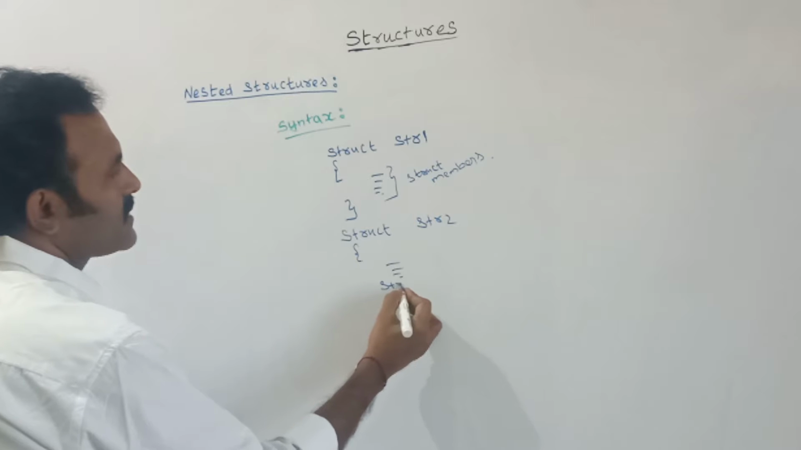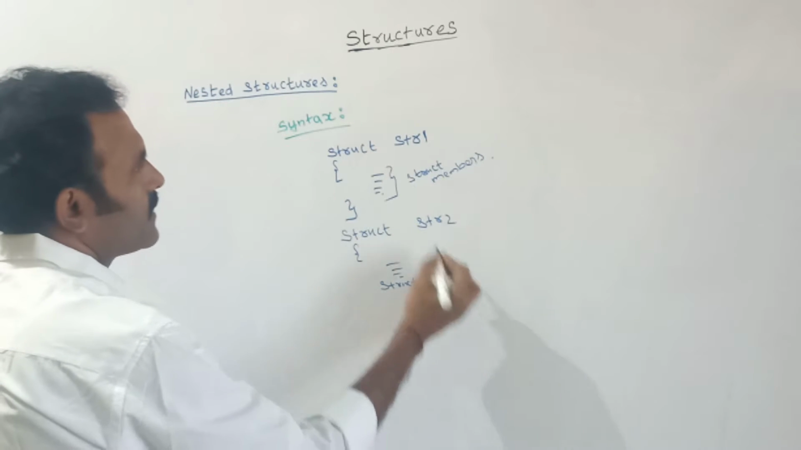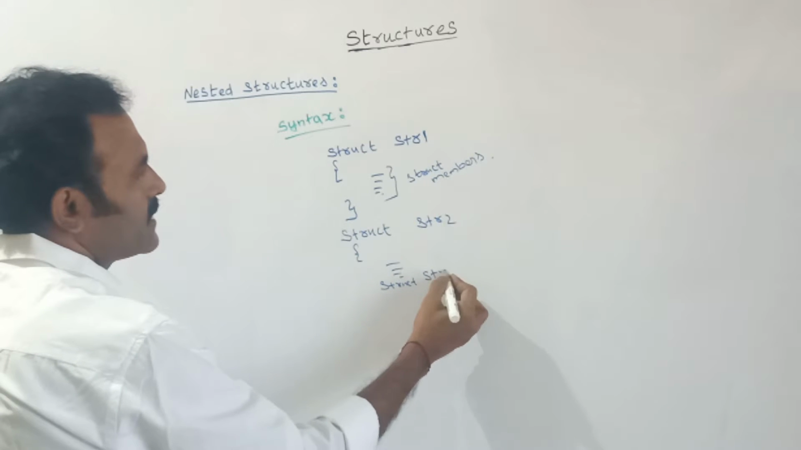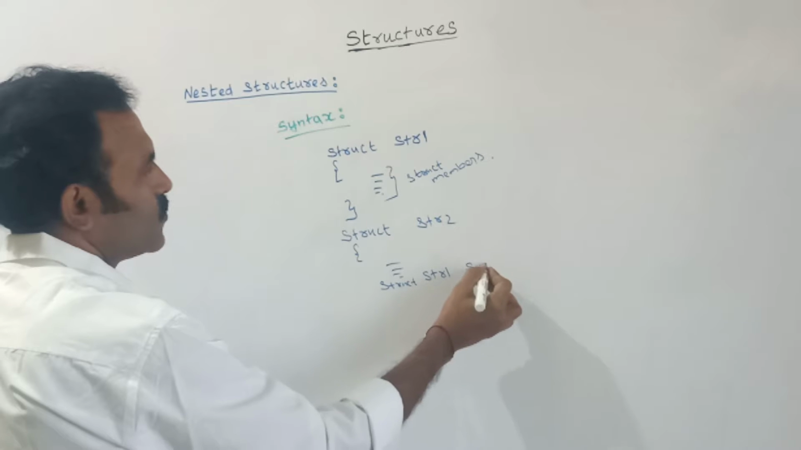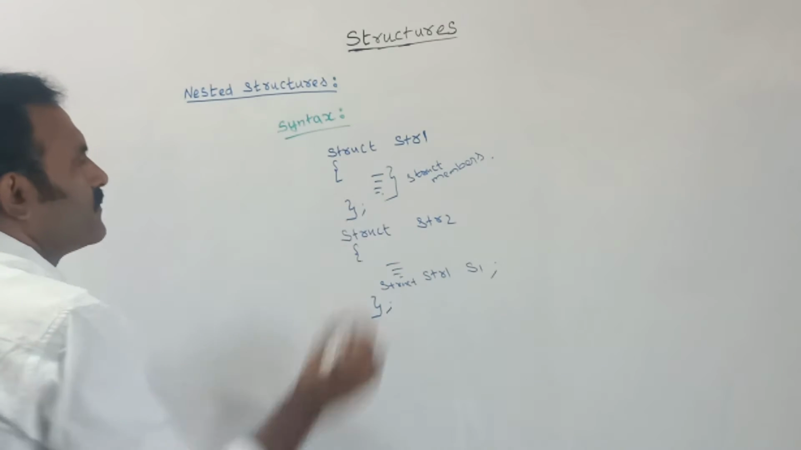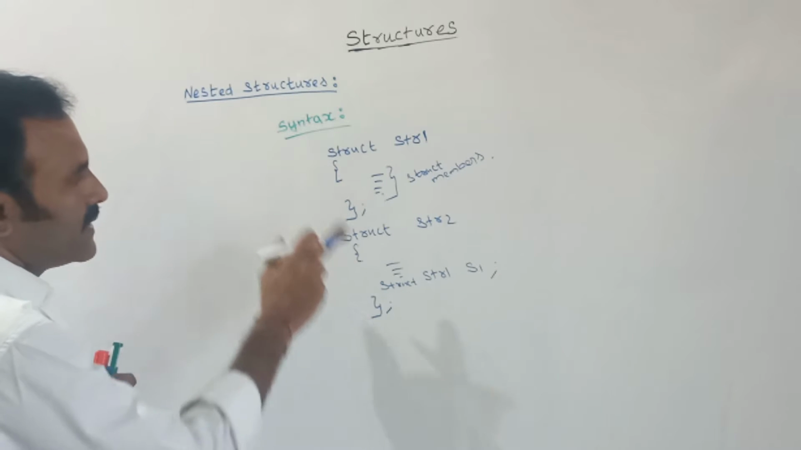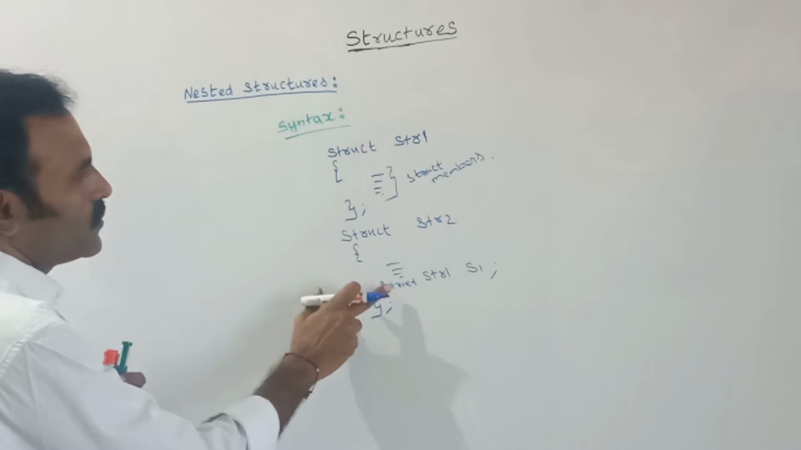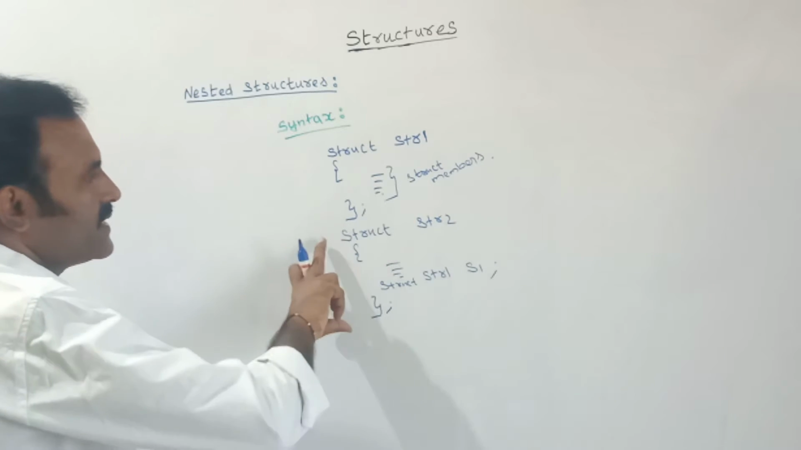For example, struct, and the structure name is str1. For this I am creating the structure variable s1. See here, this structure str1 is nested here, so it is a structure within a structure. Structure 1 is within structure 2.